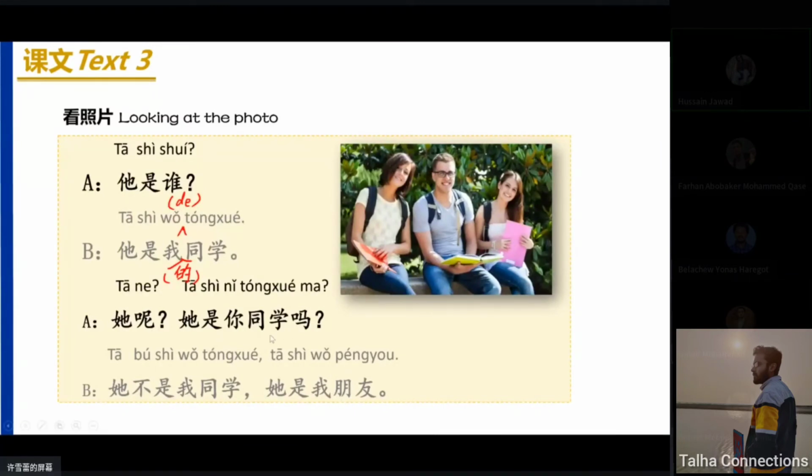他是你的同学吗? Yeah, sure, you can add the 的 here. 你的, 你的同学, also your friend. Yeah, usually here's a 的. Because 同学 is a person, 的 is omitted. Yeah, it can be omitted. 他是你的同学吗? Is she your classmate? Yeah, that's the correct sentence.